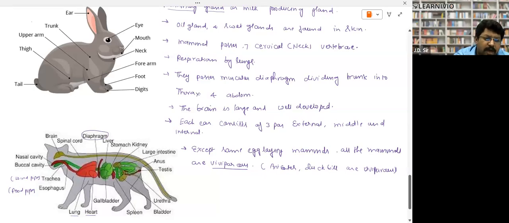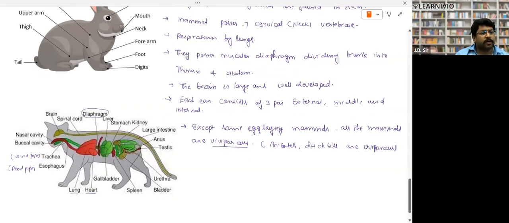And mammals are found everywhere, from desert to snow-clad mountain. Mammals occur in all types of habitat. That's it for the mammals, and that's it for your animal kingdom.